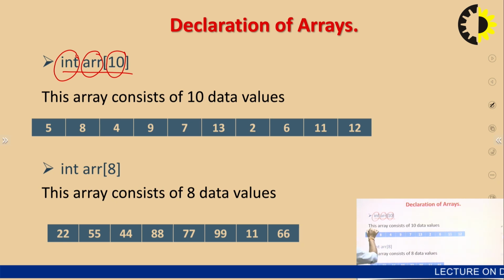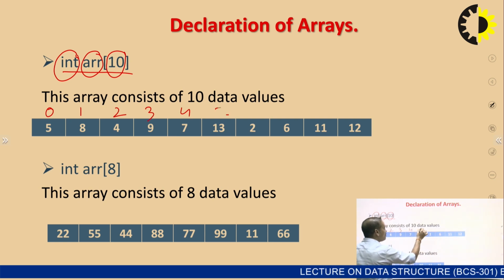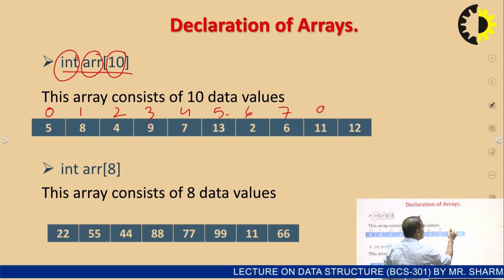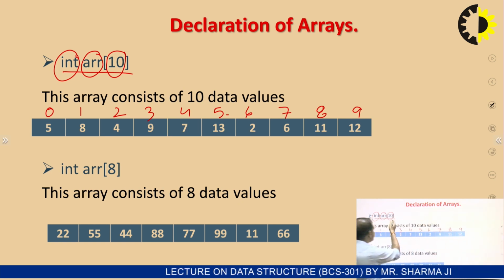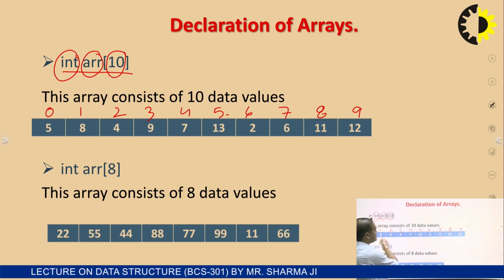The index of the array starts with 0, 1, 2, 3, 4, up to 5, 6, 7, 8 and 9. The size of the array is 10, so we have to start from 0 up to 9, and we store the integer values at the given places.